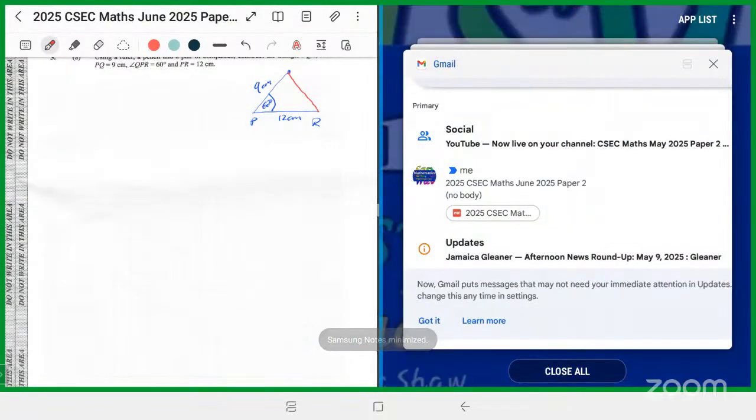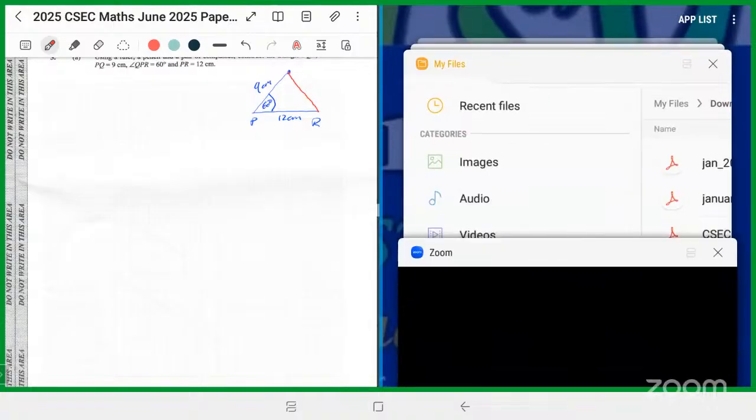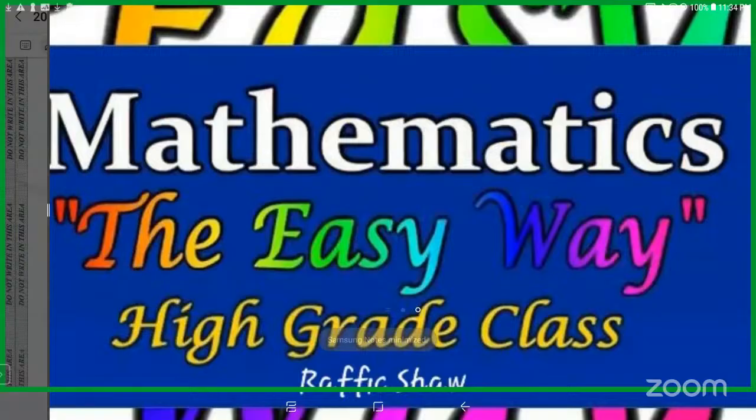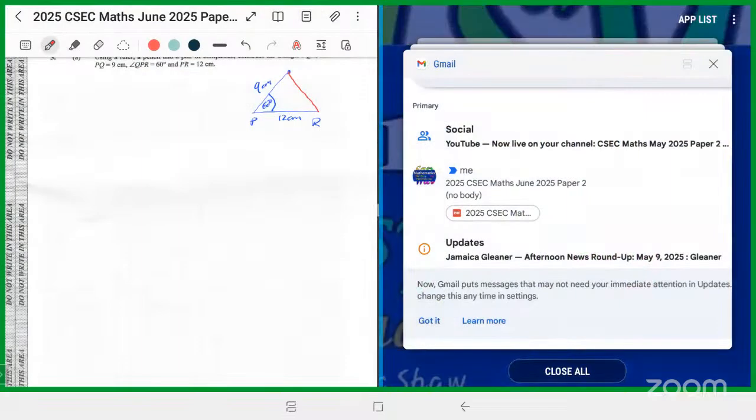Then we get the geometry set. Where is it? Let's get it.